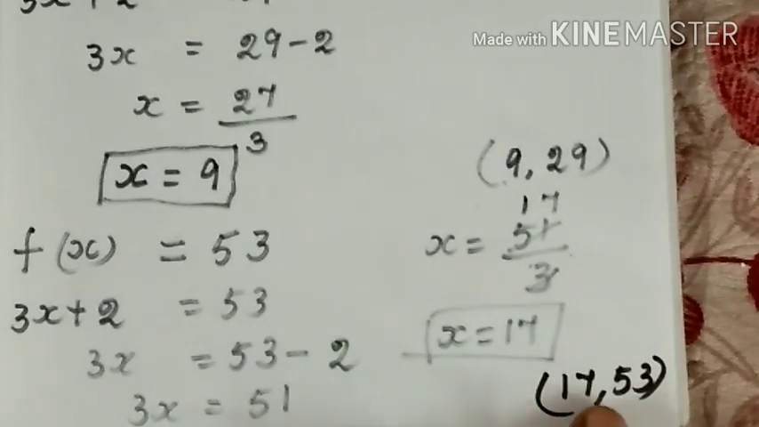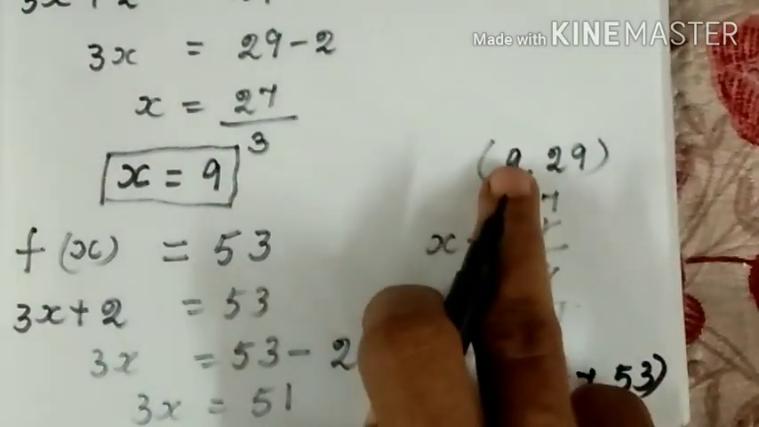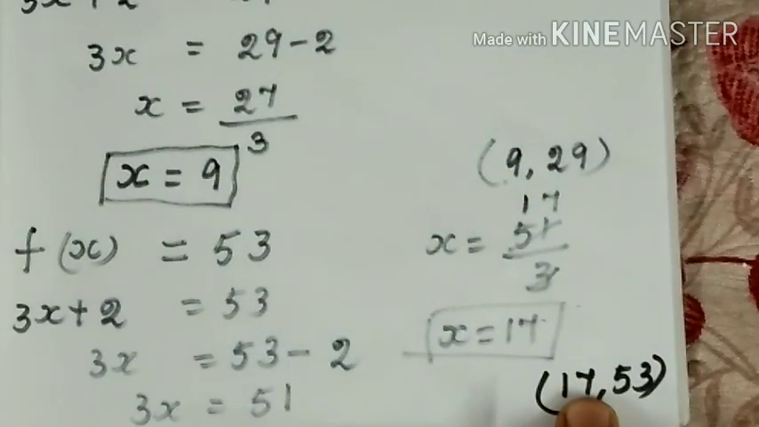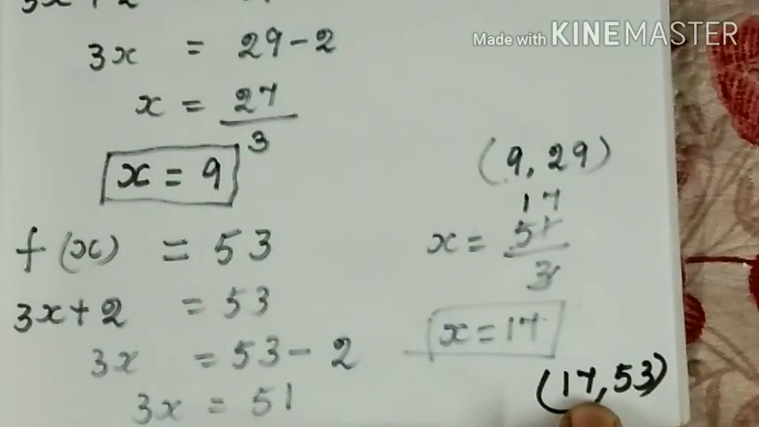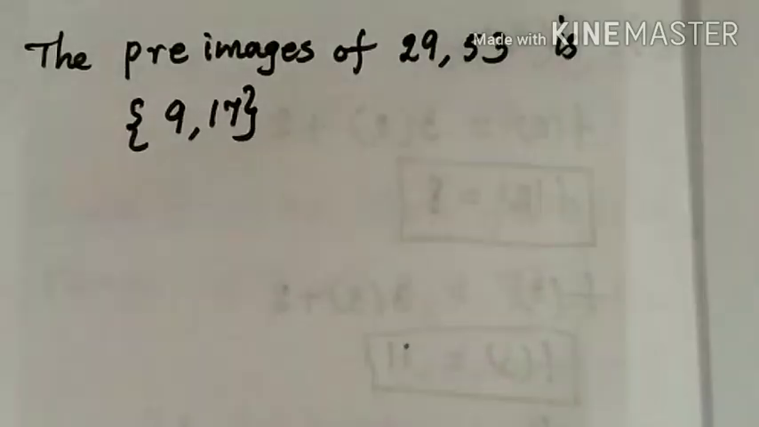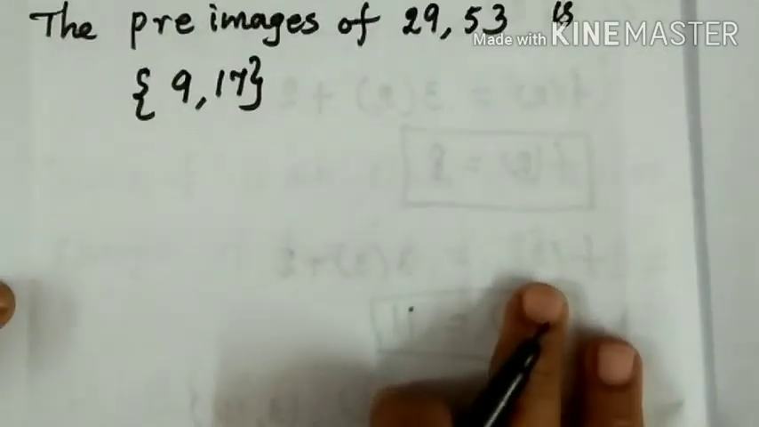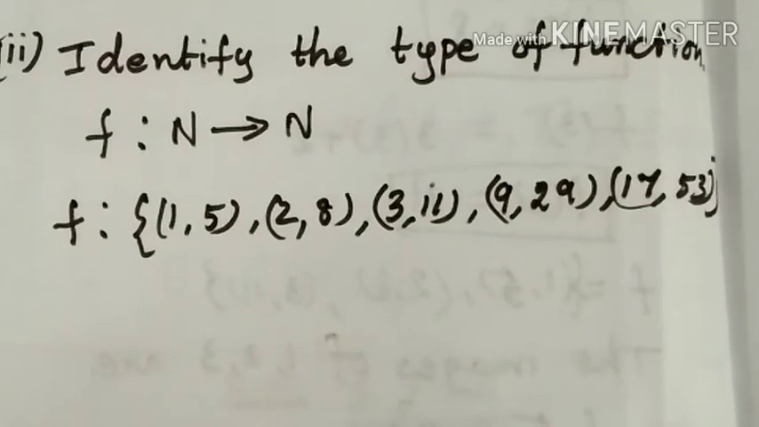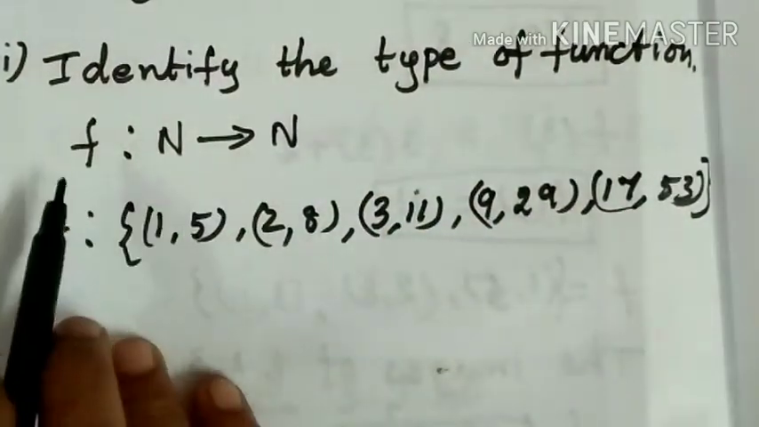Now what is pre-image? In an ordered pair, the first element is called the pre-image. Therefore, the pre-images of 29 and 53 are 9 and 17. This is the answer for the second subdivision. Now we move on to the third subdivision. Identify the type of function.